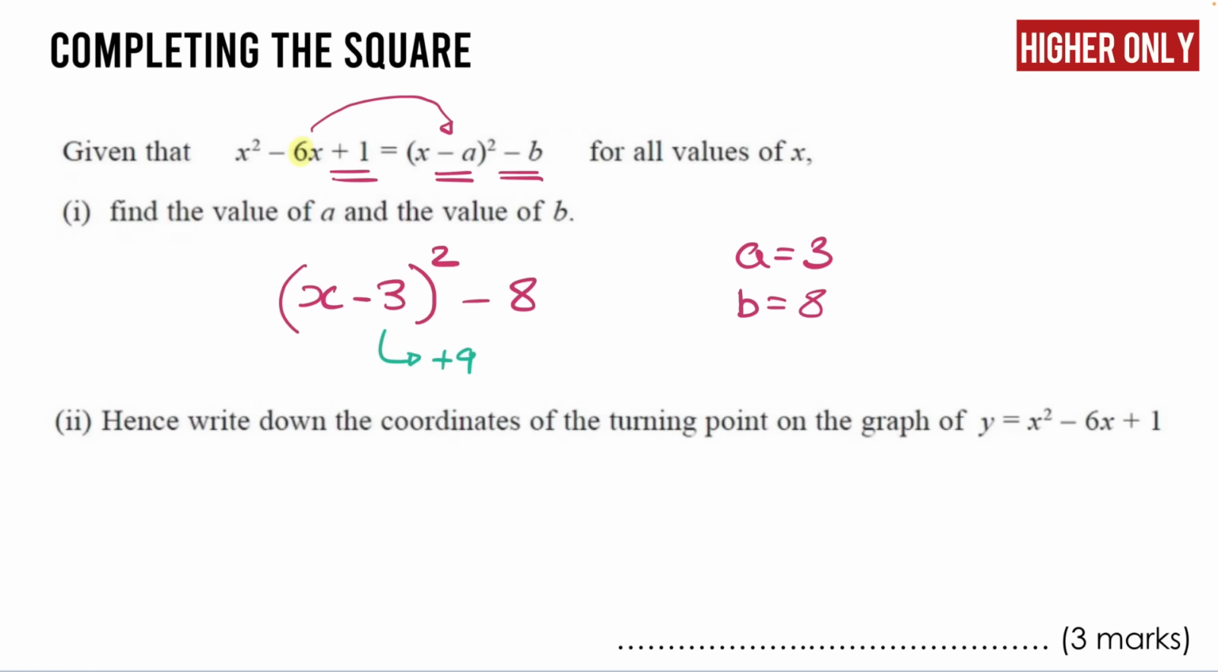So there we go, it does also say here, write down the coordinates of the turning point of the graph, and our turning point is within the brackets for the x coordinate, which is the 3 here, but we flip the symbol, so positive 3, and the y coordinate is this number at the end, negative 8. We only flip the symbol for numbers in the brackets there, so our coordinate is 3 and negative 8.